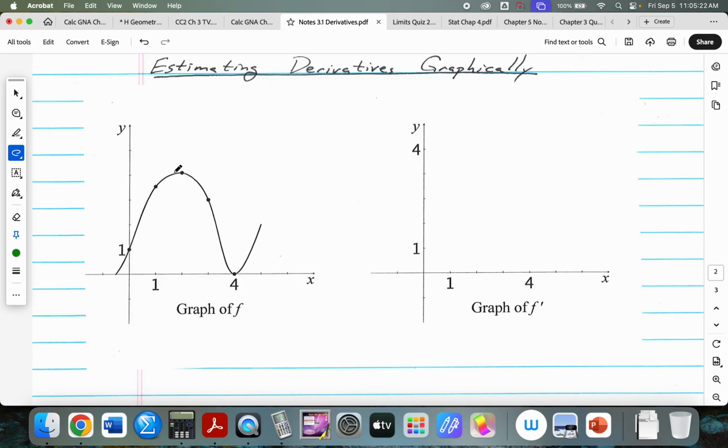Yeah, at this top point and at this bottom point. Well, that one's at 4, so that gives me a point. And then up here somewhere, maybe it's at that point. That looks like it's a little bit more than 2.